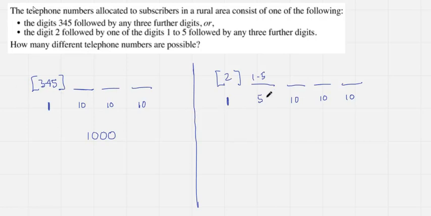Over on this side, 1 times 5 is 5, 50, 500, 5,000. So there are 5,000 ways to make this kind of number.